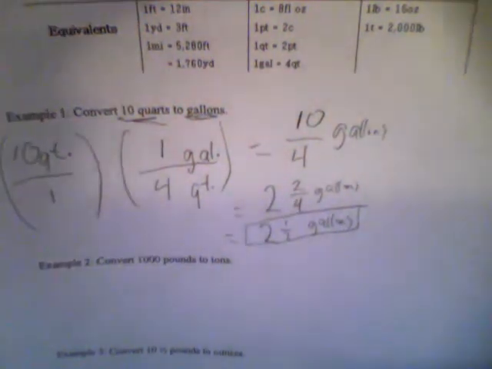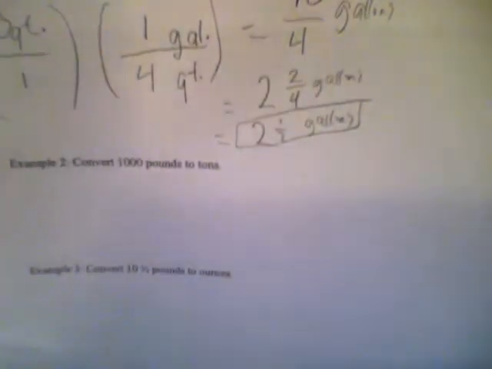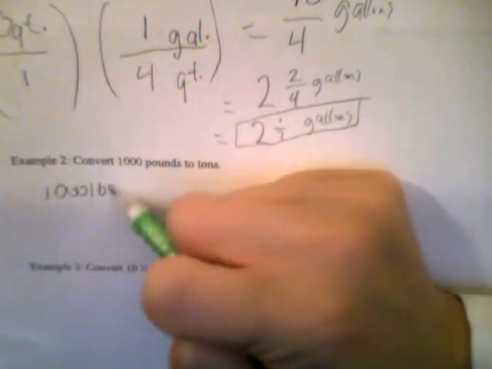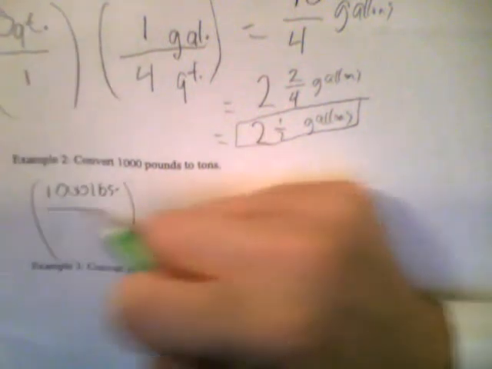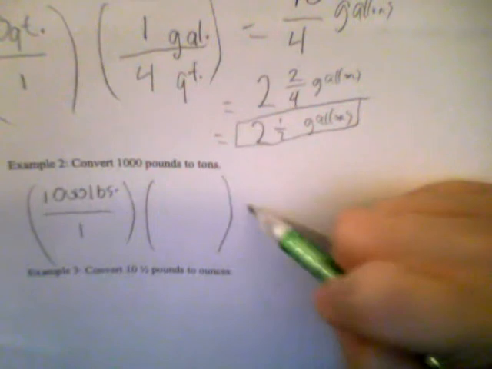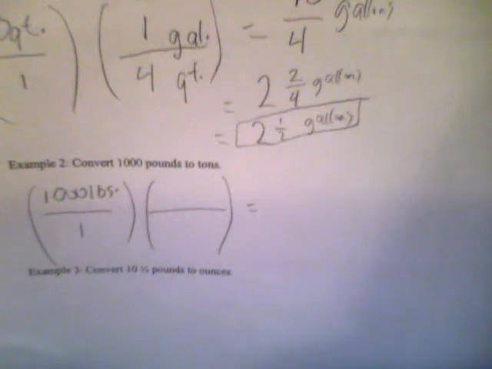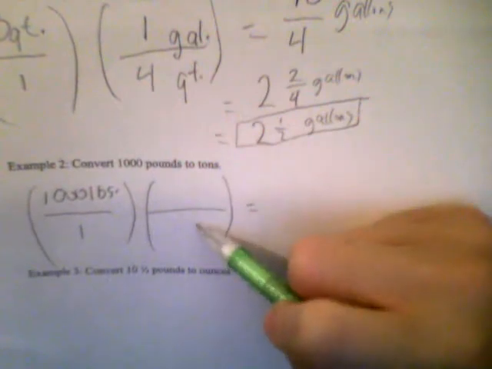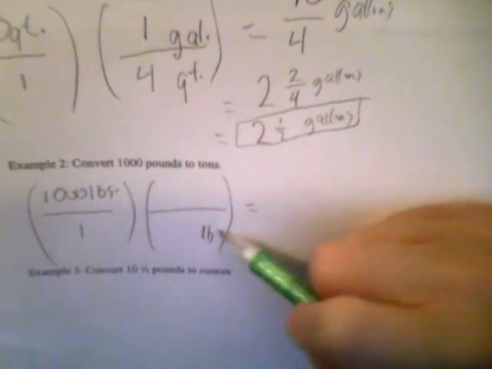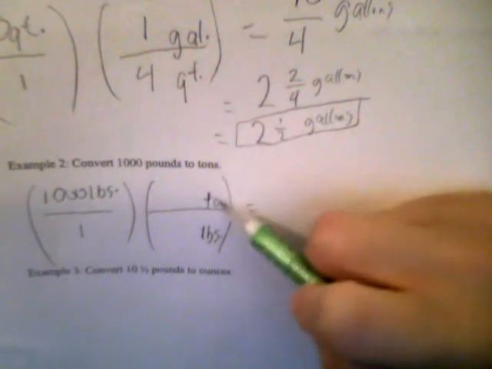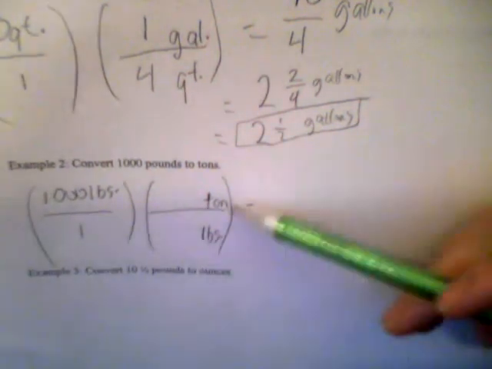I want to convert 1,000 pounds to tons. So again, I put what I'm starting with first. So 1,000 pounds. That's what I'm starting with, and I'm going to put that over 1. Now I'm going from pounds to tons, which means that at some point I want my pounds unit to cancel out. So for my second fraction, I'm going to put my pounds on bottom, and then I'm going to put ton on top because that's what I'm trying to get to.